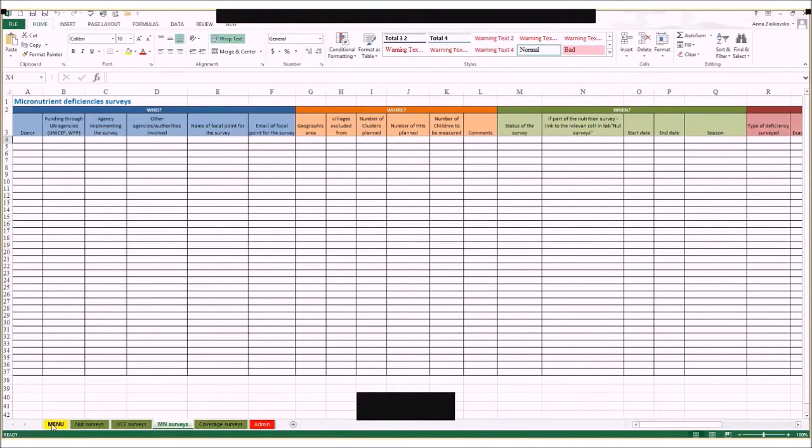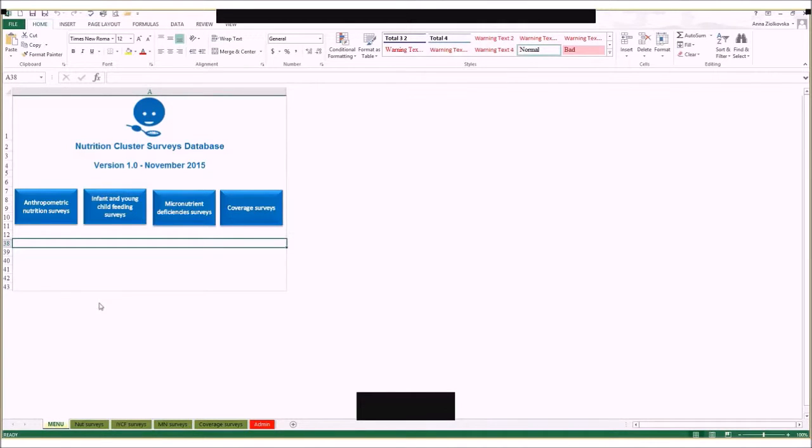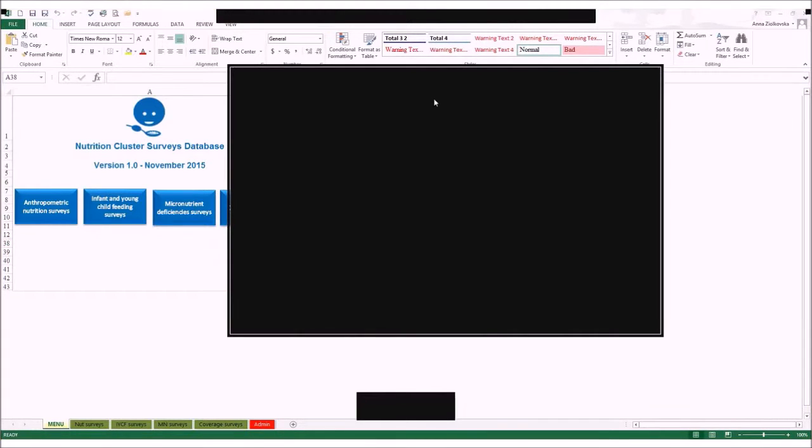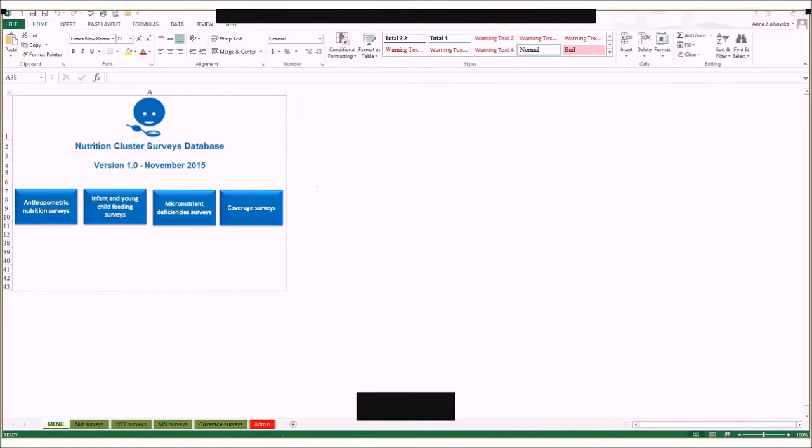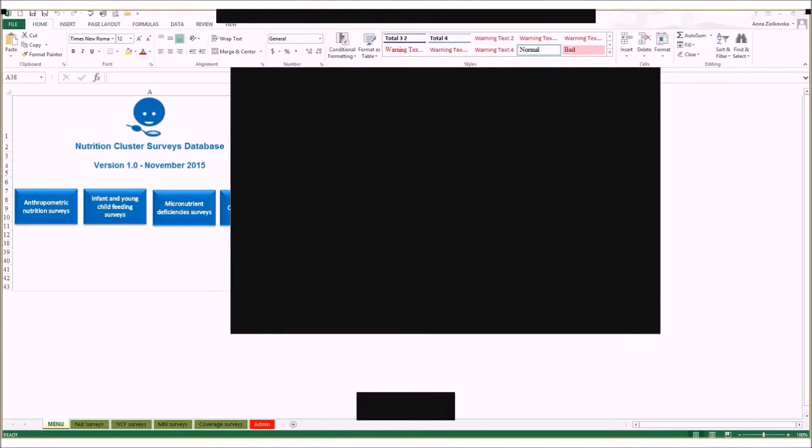So the survey, nutrition cluster survey database, is a tool which is supposed to help nutrition clusters keep all the information from all the surveys in one place. So when you, or the cluster coordinator, or cluster partners, or somebody needs information for the analysis, you would not go through all the 50 or 70 surveys and so on. You can just go to the survey database and get the information which you need.